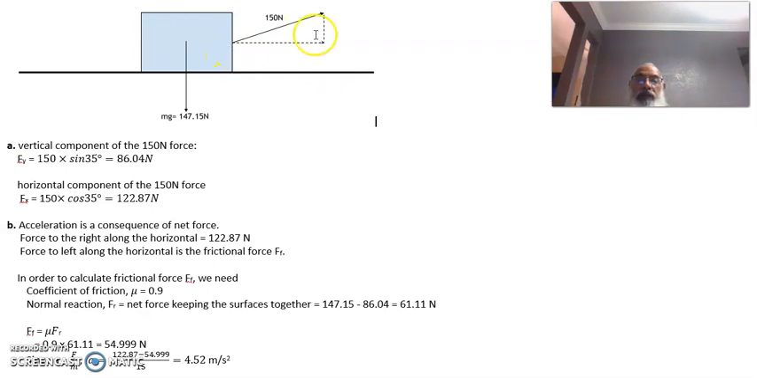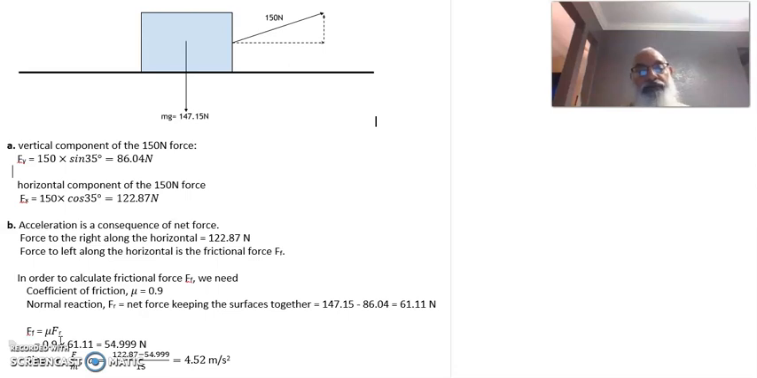So there will be a horizontal force acting to the right, and there is a horizontal force due to friction acting to the left. All right, the horizontal force acting to the right is already calculated as Fx, which is 122.87 newtons. But we still need to figure out what the frictional force will be. To find the frictional force, we use the formula F frictional equals mu times F reaction, where reaction is the force that holds the surfaces together.